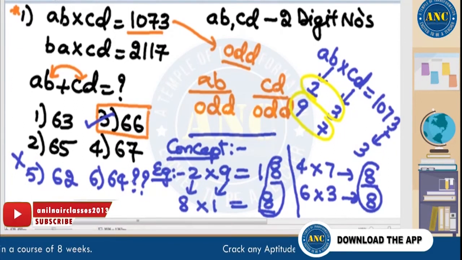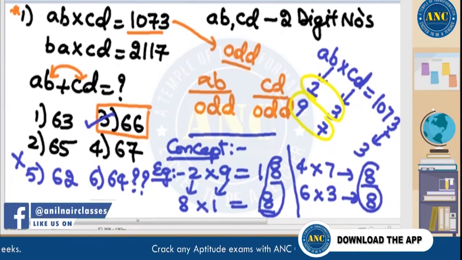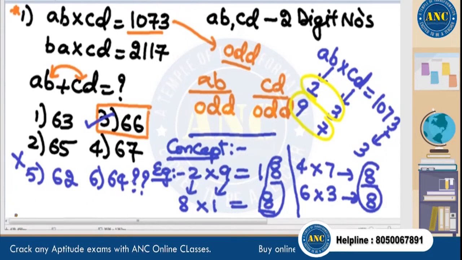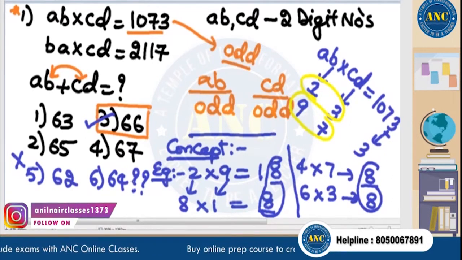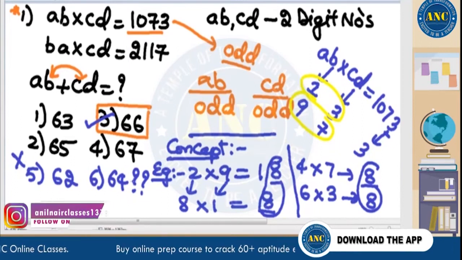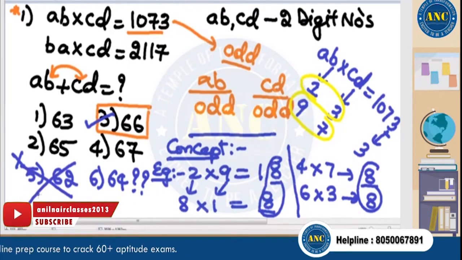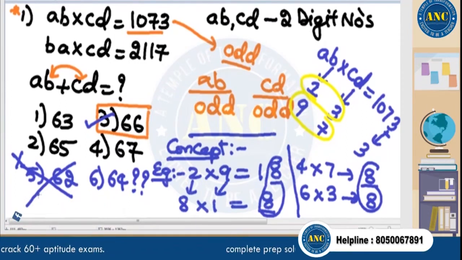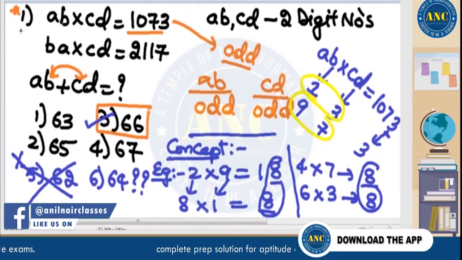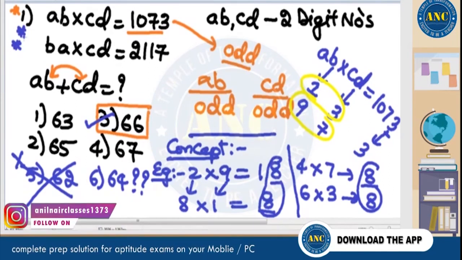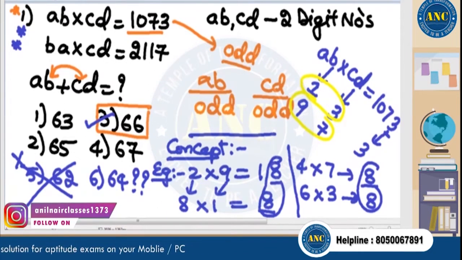I hope it is clear. AB into CD is 1073. 1 3s are 3. 9 7s are 63. 1 plus 3 is 4. Unit digit should be 4 or unit digit is 6. By looking at the question itself, it is eliminated. Put a star mark on this question. I will again come back to this question.